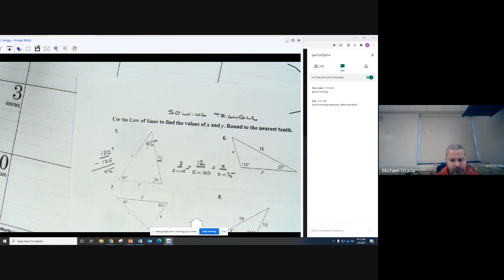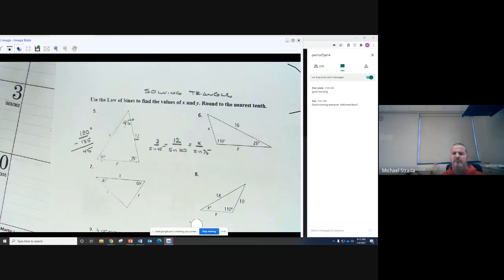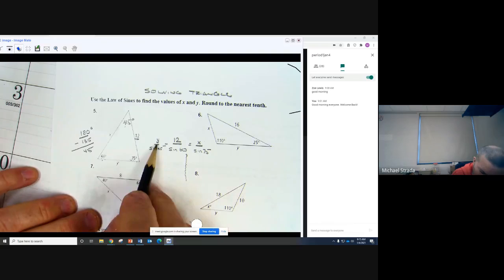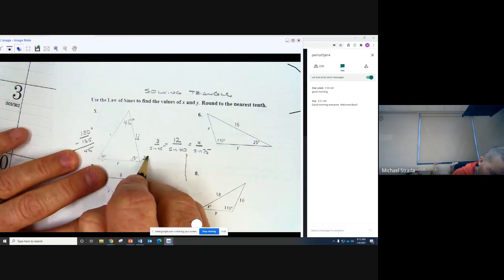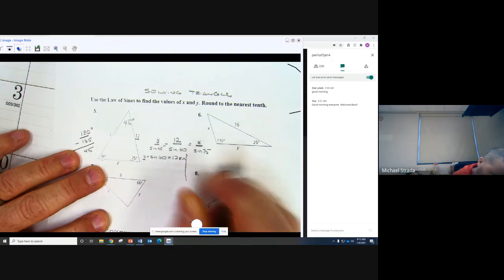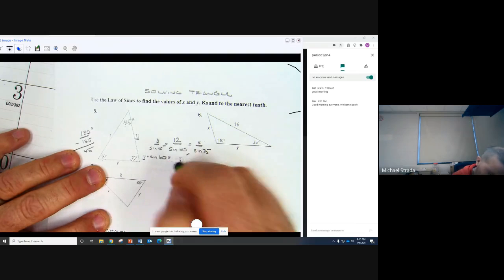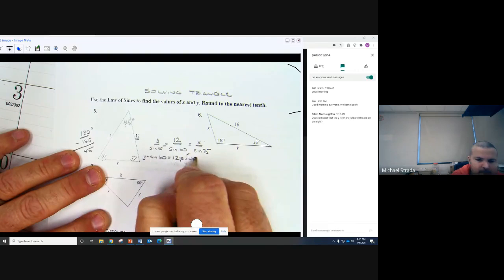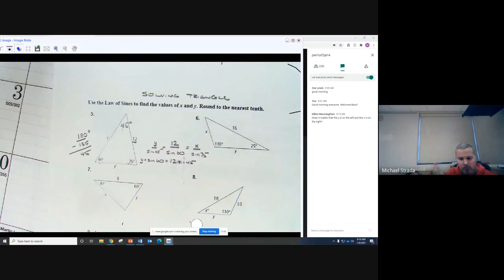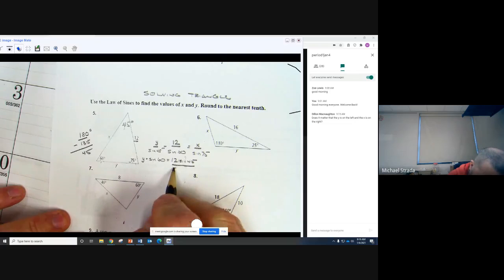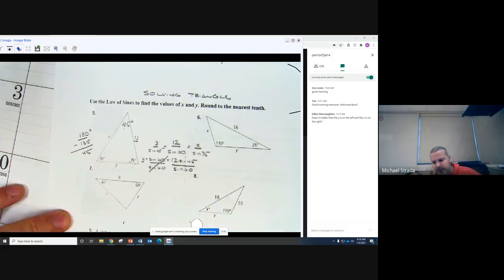So now basically you're going to treat it just like the proportions on the previous page. There's just multiple ones. So if I start over here, I'm going to multiply y times the sine of 60. So y times sine 60 equals 12 sine 45. We're solving for y. We're multiplying by sine 60. The opposite of multiplying is dividing. So sine 60 on both sides cancels out the sine 60.